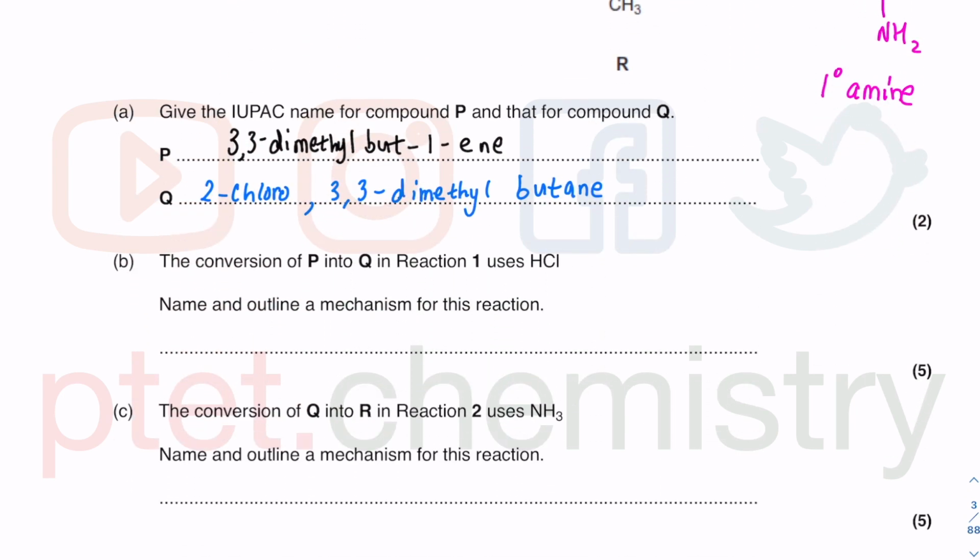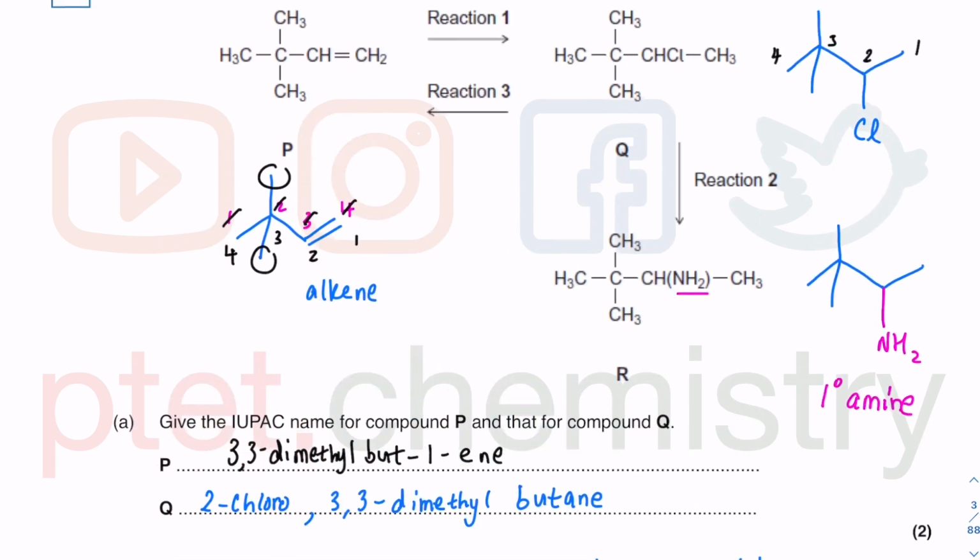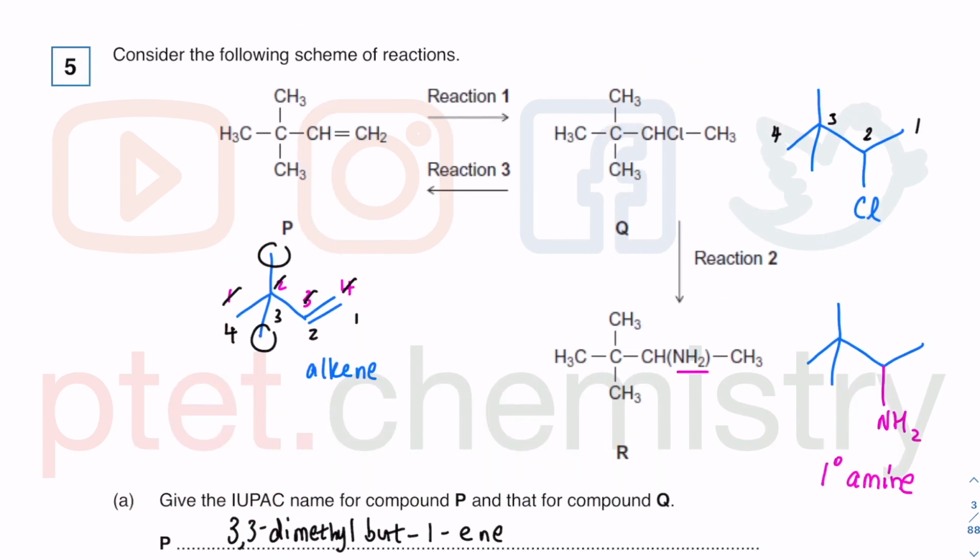In part B, conversion of P into Q uses HCl. This is hydrogen chloride. This is not hydrochloric acid solution. Name and outline a mechanism. It's 5 marks potentially. This one should have had quite a bit of space for you to draw the mechanism for the 5 marks. So this is P going into Q. P going into Q is basically the formation of the haloalkane from the alkene.